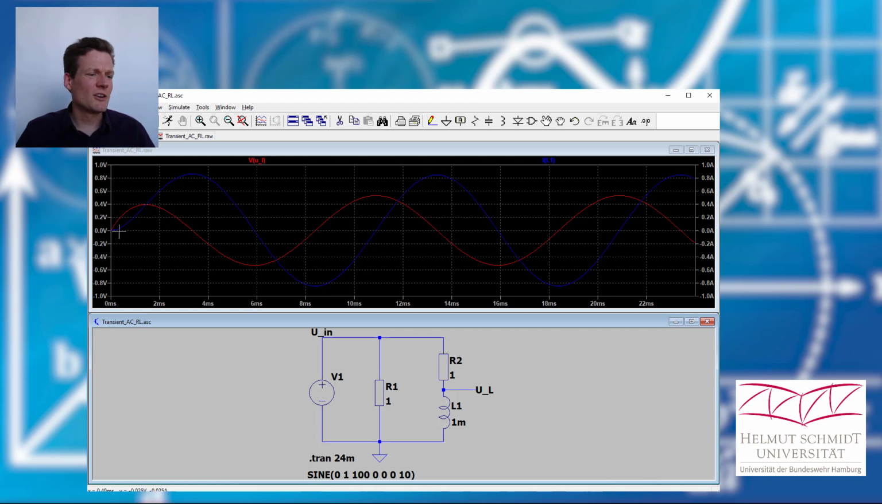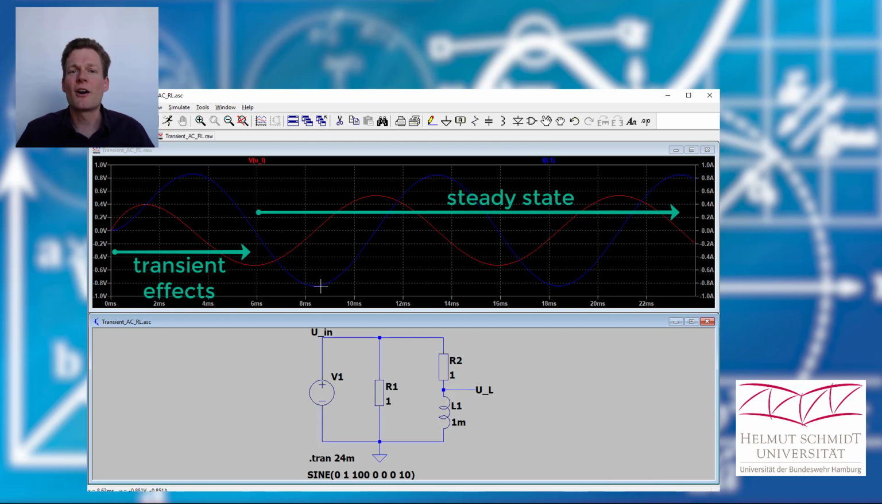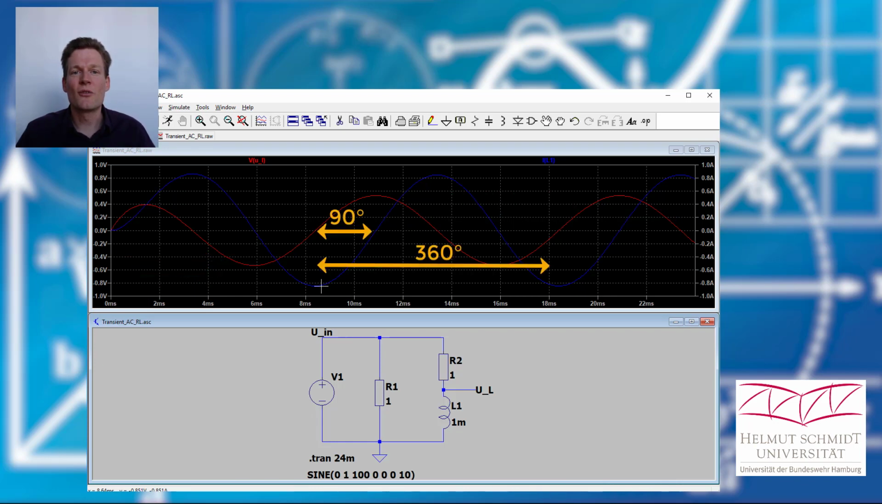And you see here in the very beginning the current does not look sinusoidal, and we have to wait a bit until we reach our final values. But after a while you see the current and the voltage are both sinusoidal, and we have a phase shift of 90 degrees between them, but this time the voltage is leading.